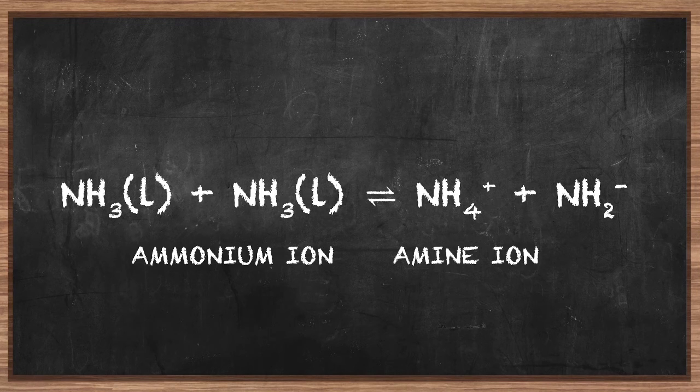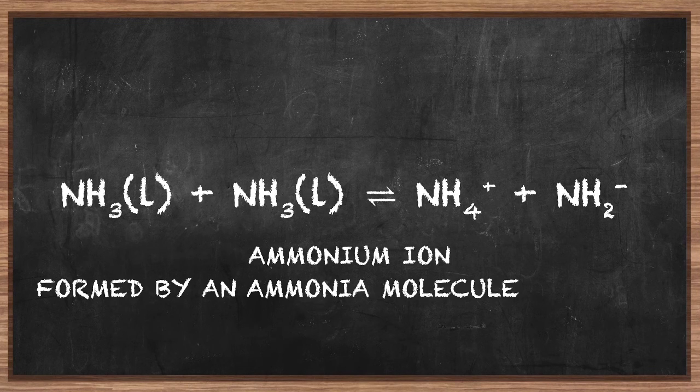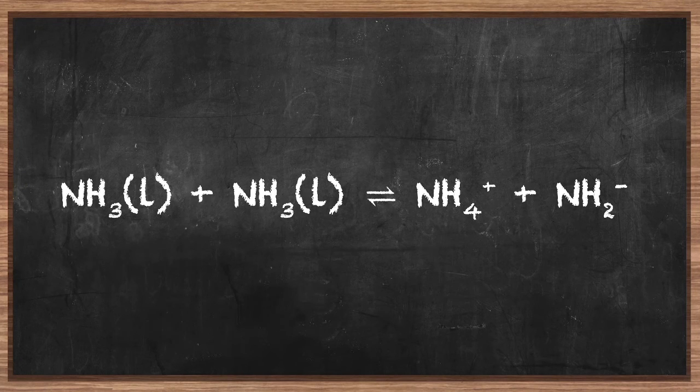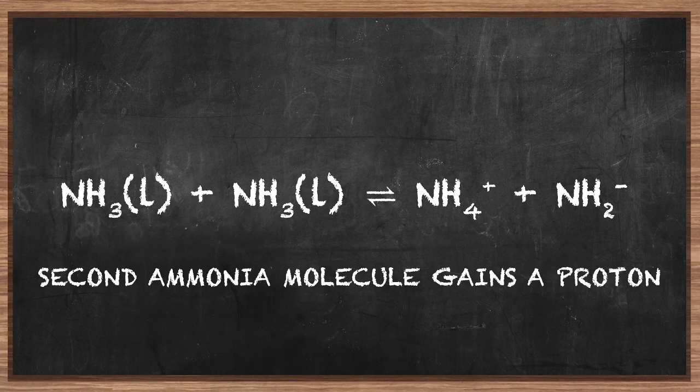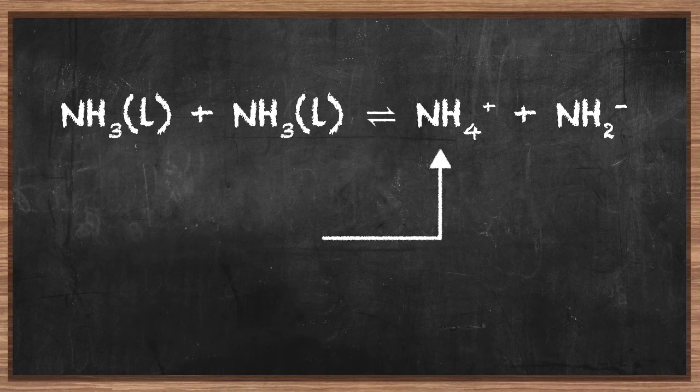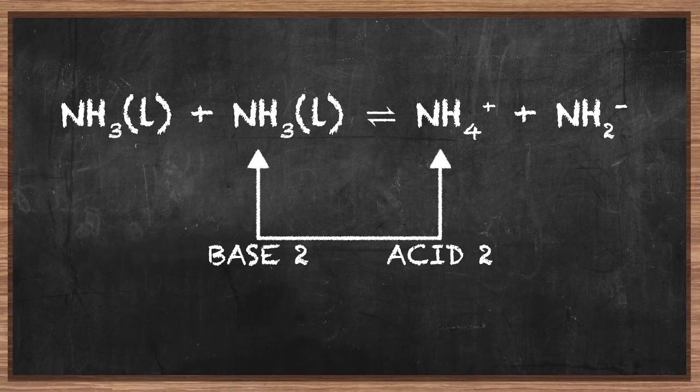The ammonium ion is formed by an ammonia molecule gaining a proton. Let's decide that the second ammonia molecule gains a proton, and let's link the ammonia molecule with the ammonium ion NH4+. Because it is the second ammonia molecule, we will call this the second acid-base pair. The ammonia molecule accepts the proton, therefore it is base 2 and the ammonium ion is acid 2.